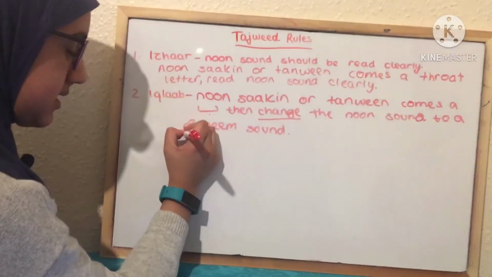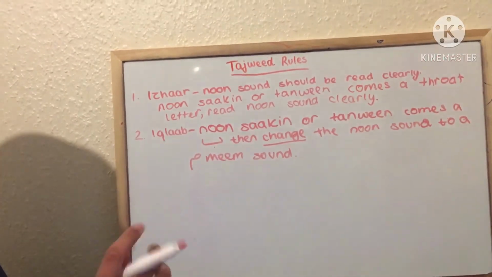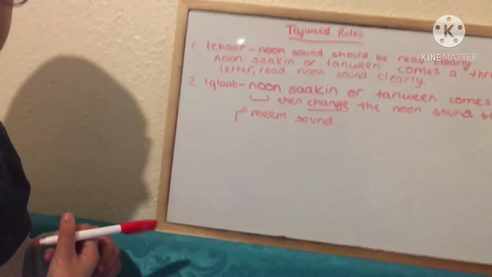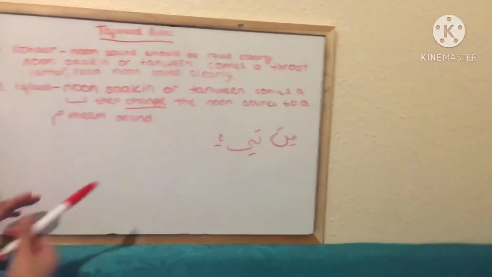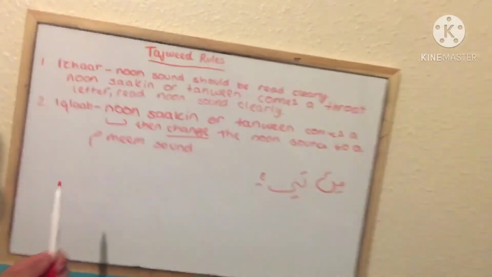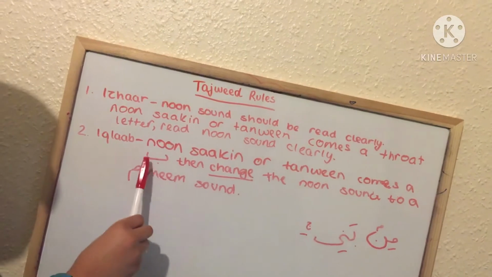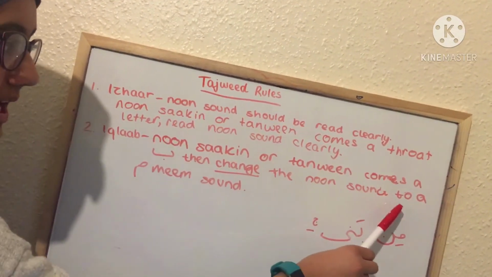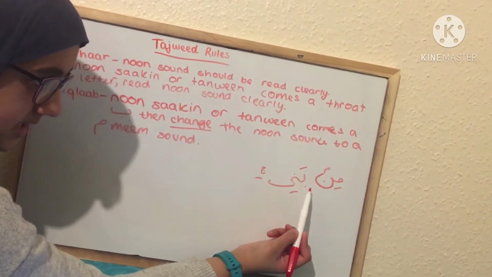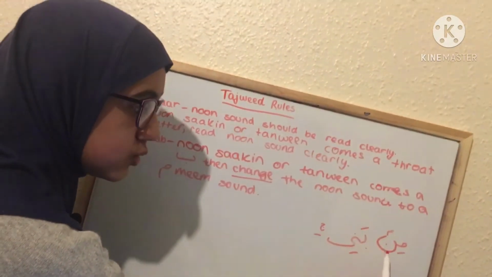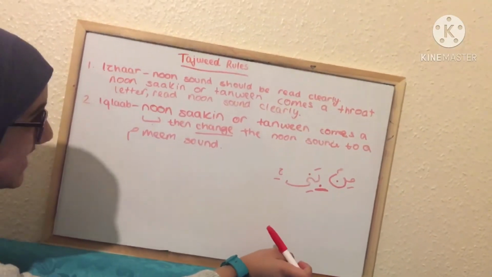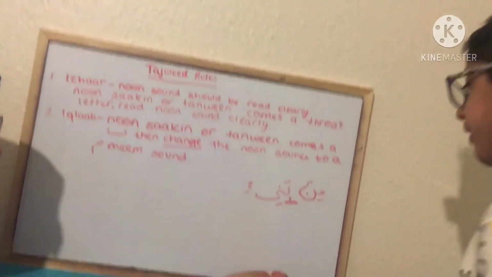Into a meem sound. If you've read any ayah, I'll give you an example now. So I'm going to write min ba'di. This is where I'm going to talk about what this rule means. If after noon sakin or tanween comes a ba, then change the noon sound to a meem sound. There's a ba in this ayah, and there's a noon. Hasnat's just come in and he's going to read this ayah for us, and we'll see if he can read it properly. So I'm going to start.